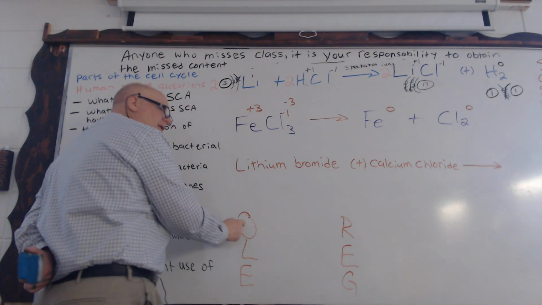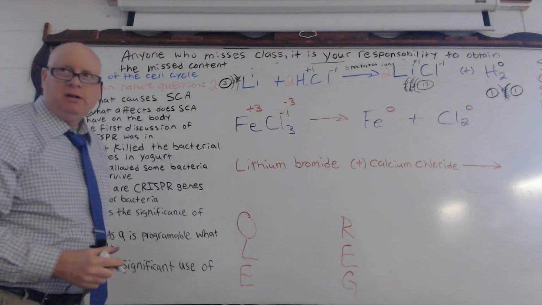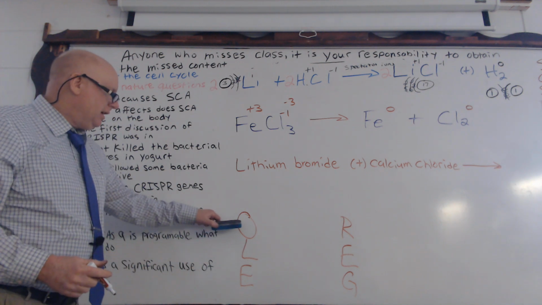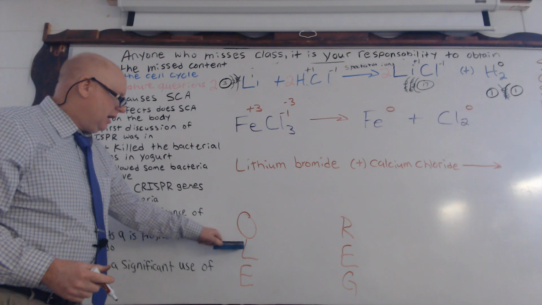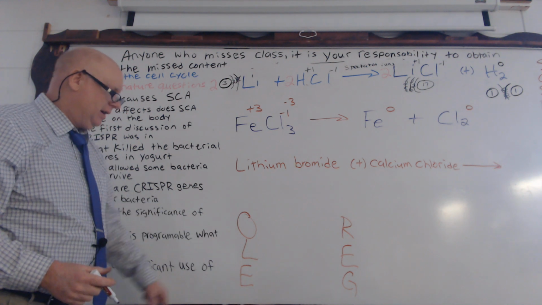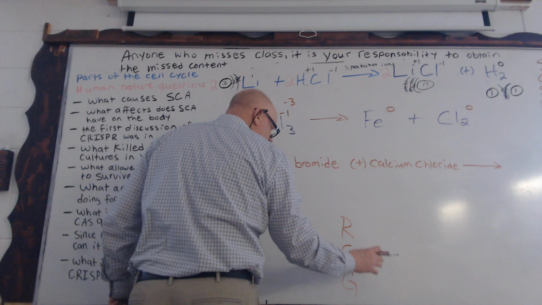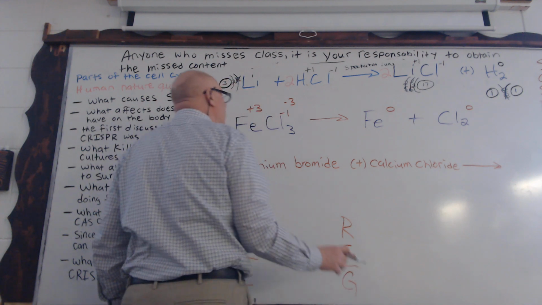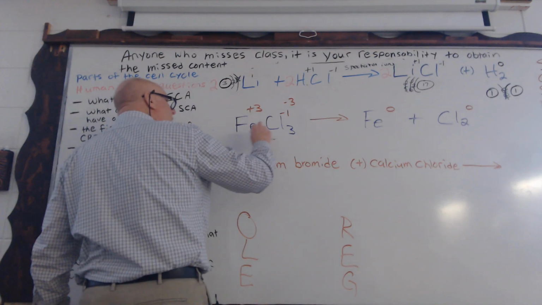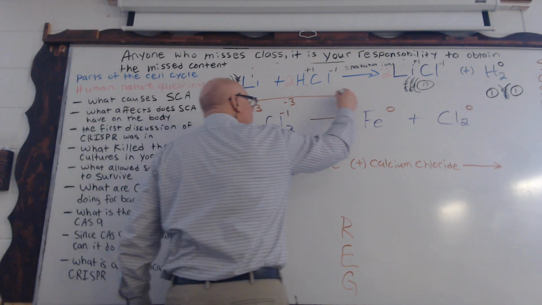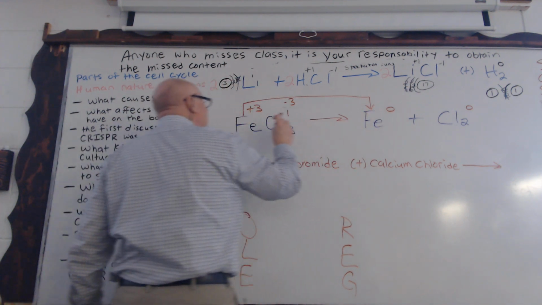Okay, what is that? Remember? It is oxidation, loss of electrons. This is reduction. Electrons are gained. Okay, so from one side of the reaction to the other, what happened with this iron?